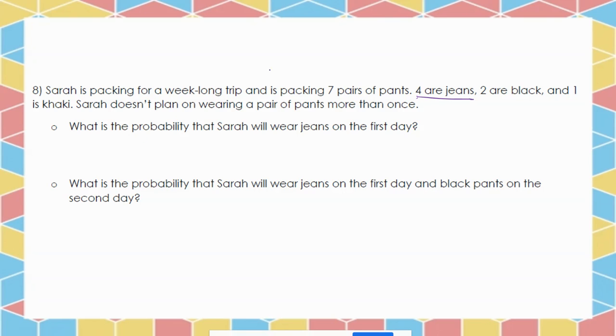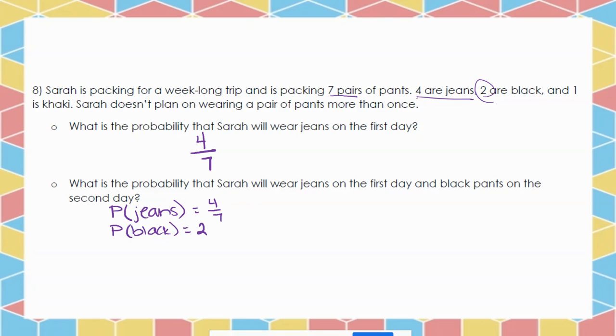Well, if there are 4 pairs of jeans and 7 total pairs of pants, then the probability of her wearing jeans is 4 pairs of jeans out of 7. Then it asks, what is the probability that Sarah will wear jeans on the first day and black pants on the second day? Well, we would need to look at each of these probabilities. So the probability of jeans on the first day was 4/7. But the probability of black pants on the second day is that there are 2 black pairs of pants.